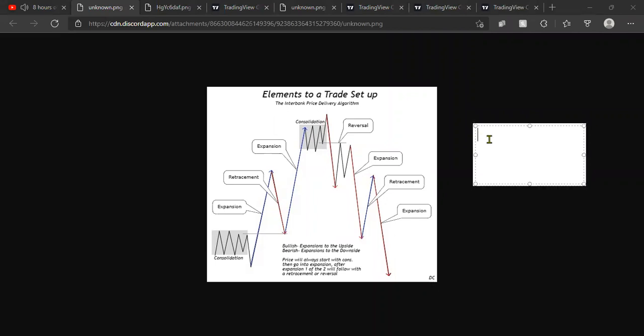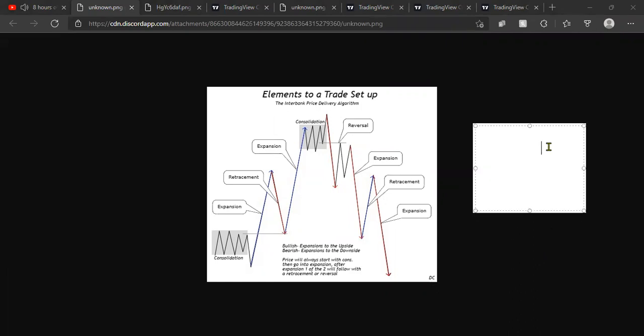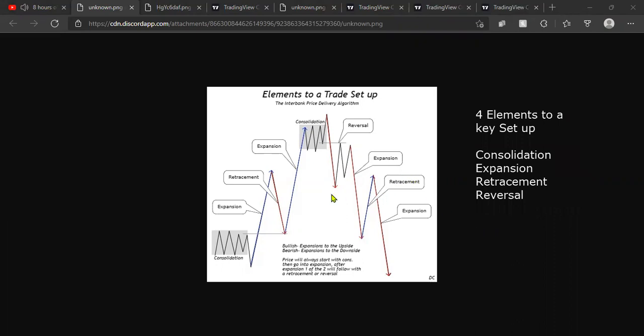it's something that probably a lot of people overlook, in basic market structure. I can't see what I'm writing. Hopefully I wrote that right. Okay, yeah, cool. So there are 4 elements to a key setup.